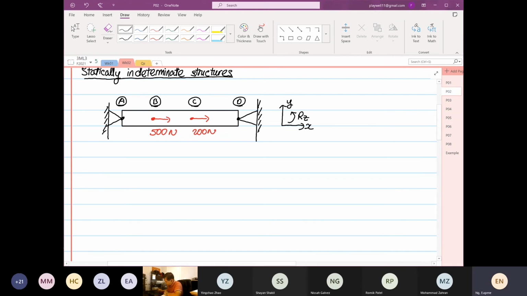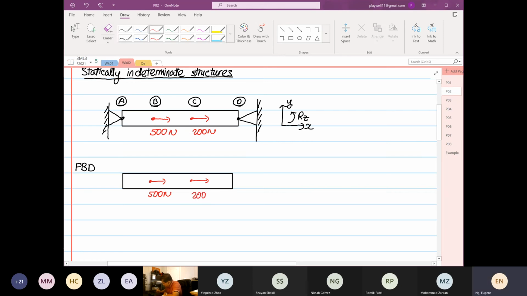So we are going to construct our free body diagram. Right, we're going to construct a free body diagram, and again over here, this is equal to 500 Newton, and over here is our 200 Newton.